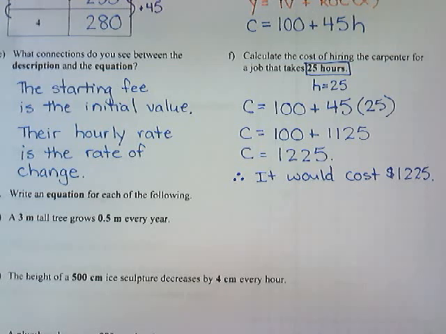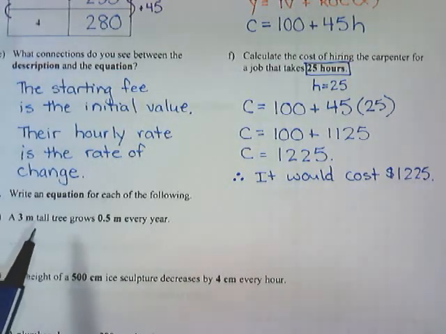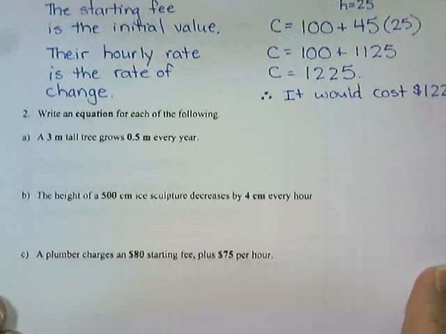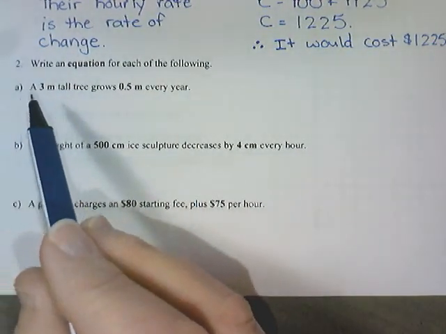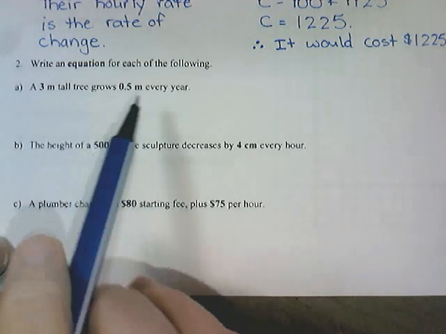Okay, and then our last part asks us to write an equation given 3 descriptions. So now that I know that the initial value and rate of change I can read directly from my description, I'm just going to try to pick out which one's the initial value, which one's the rate of change, and then just go for it. So it says write an equation for each of the following. Our first one says a 3-meter tall tree grows 0.5 meters every year.